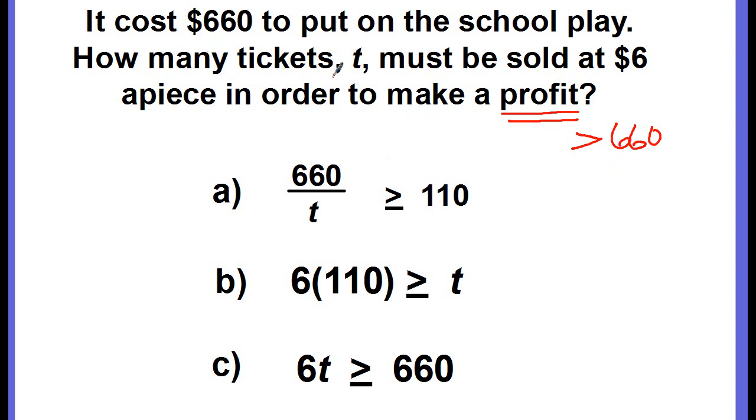So we have the number of tickets, and they're sold at $6 a piece. A piece, what operation does that mean to do? It means to multiply. So we're multiplying 6 times t, and we're going to write it algebraically like this, and it should be greater than 660. So which answer choice is the closest or represents this? That would be C.